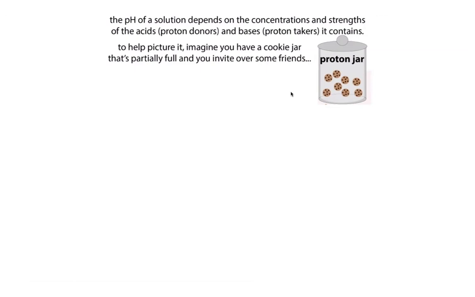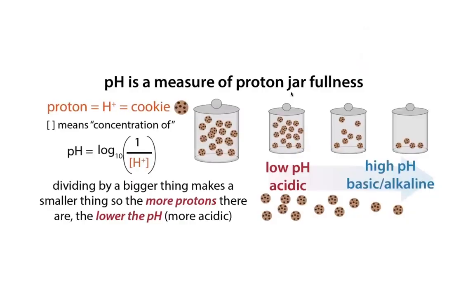So if you think of the pH, instead of just in terms of protons, think of it as a proton jar, or rather a cookie jar. If you have a full cookie jar, this is like having a high proton concentration, a low pH, an acidic environment. But if your jar is pretty empty, this is like having a basic environment, a high pH. How full that jar is, that's going to be your pH. But remember, it's an inverse log. So the fuller your cookie jar, the lower the pH, the more acidic the environment.